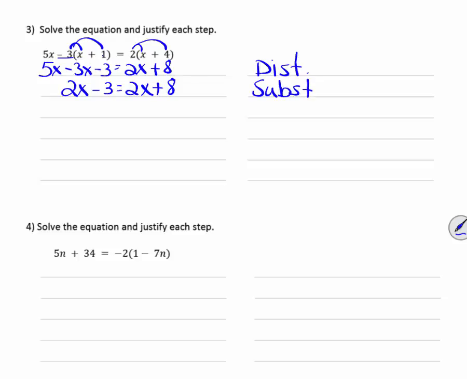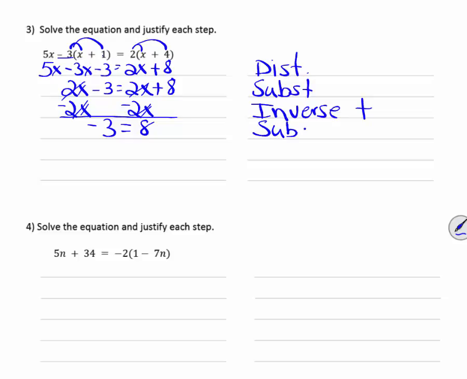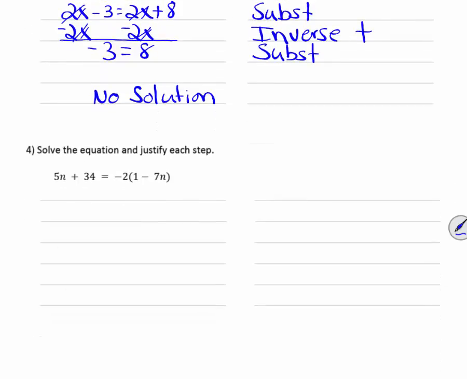Now I have to collect my variables on one side. So this is how we show it, right? We usually put it right underneath. It's still an inverse property. So my x's actually cancel, and we know that inverse is always followed by substitution. And in this case then, this is no solution. We talked about that yesterday, where when you cancel your variables out and you have two things that don't equal each other, it's a no solution. All right, one more. You got this.